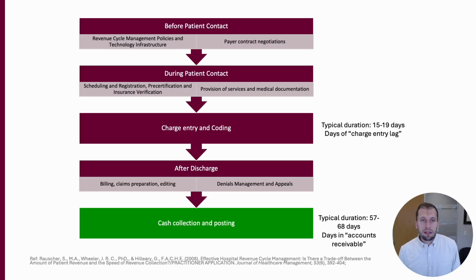The process is generally going to be broken down into 4 main stages. And this is sort of with a hospital inpatient view on things. It's going to be a little different inpatient versus outpatient, but again, this is sort of the general archetype. So before any patient contact is made, we should have all of our revenue cycle management policies and technology infrastructure put into place. So we've got all of this stuff that's built. We've got our system, we have our policies, our training, our people are all in place. And we've also done whatever payer contract negotiations we're going to be able to do. So we're going to set the rates for the year.